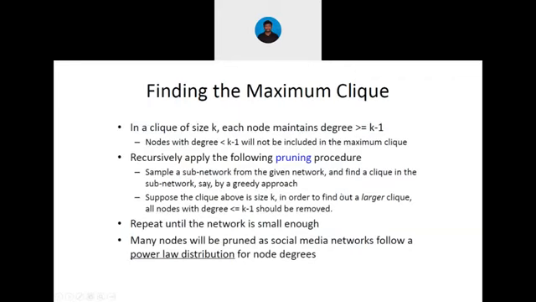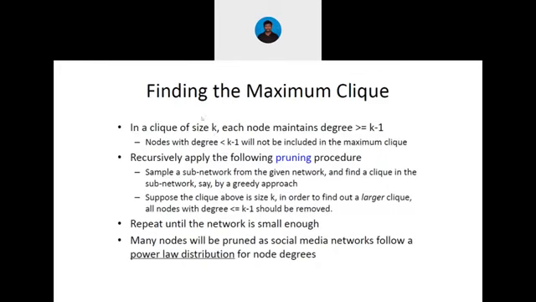Right, so there is a procedure to find the maximum clique here. In a clique of size k, each node maintains a degree greater than or equal to k minus 1. Please make a note, right? Nodes with a degree less than k minus 1 will not be included in the maximum clique. So there is a concept we have studied, clique, and under that concept we are studying maximum clique. A clique of size k means a subgraph, right?